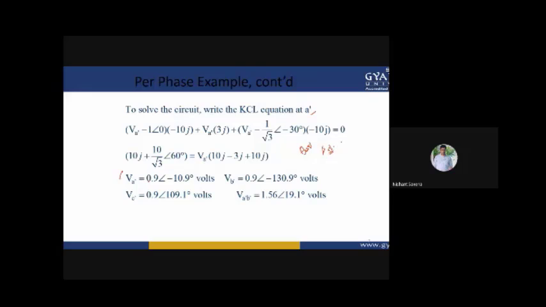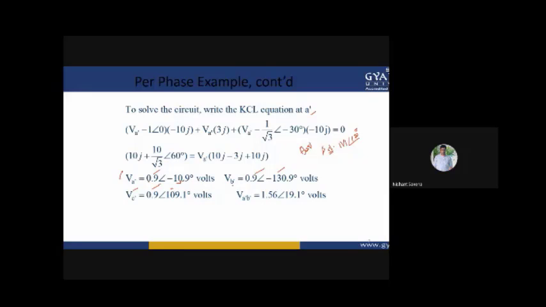So in a balanced system, the magnitudes remain the same and vary by an angle of 120 degree. That means if I add 120 degree in this, minus 10.9 minus 120 degree, it will come to minus 130.9 degree. The magnitudes will remain the same. Similarly, for VC dash, the magnitude will remain the same, and if I add plus 120 degree in this, it will come to be 109.1 degree volts.